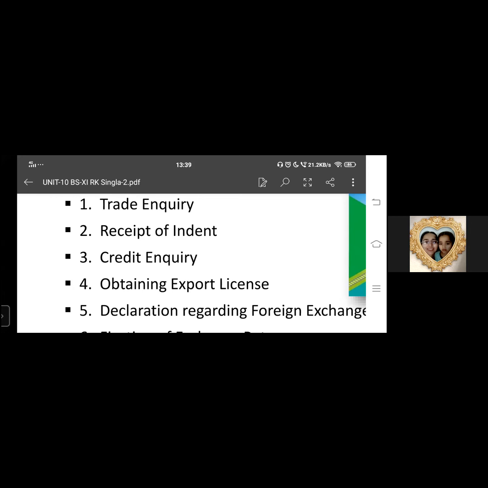Okay, third point is credit inquiry. Before proceeding further, the exporter wants to satisfy himself regarding the payment of goods. For this, he demands a letter of credit from the importer. So this letter of credit is issued by the importer's bank in favor of the exporter. We have discussed these things in import trade. Okay, so through this letter of credit, the bank gives the assurance to the exporter of accepting the bill of exchange of a certain amount. Okay, so if required, the exporter can ask for advance payment also from the importer.